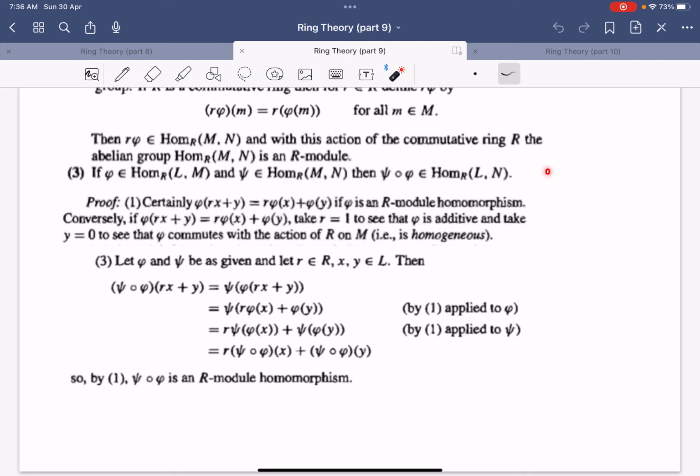Next, I'll leave it to you to read and check that composing two homomorphisms will still be an R module homomorphism.